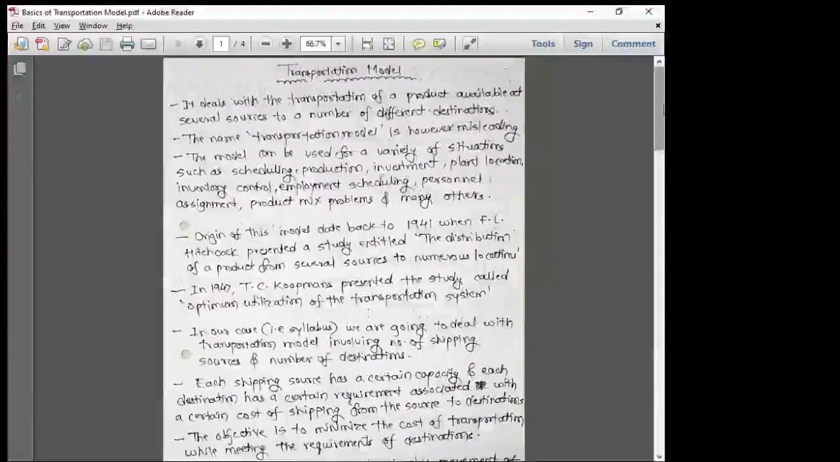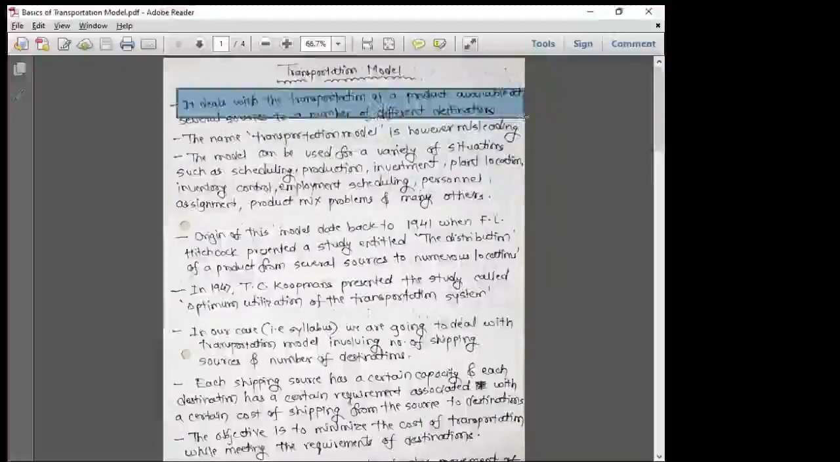So what is a transportation model? It deals with the transportation of a product available at several sources to a number of different destinations. So there can be a company which is manufacturing the same product at four different places, and there are a number of destinations to which it has to send. So how this particular problem is to be solved, and what is the objective function for this problem, that also we are going to see.